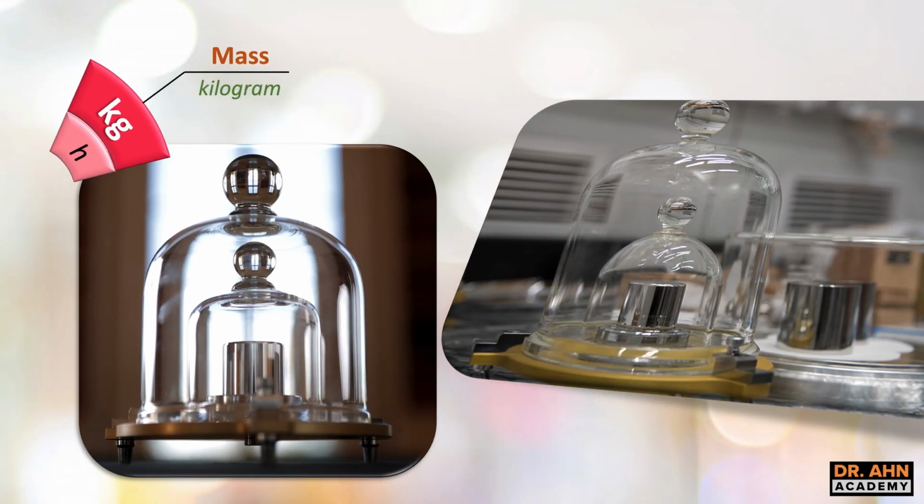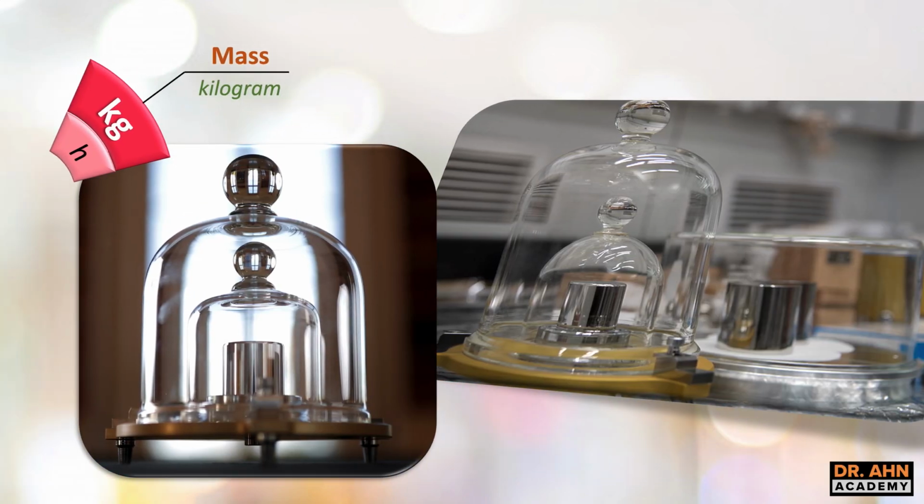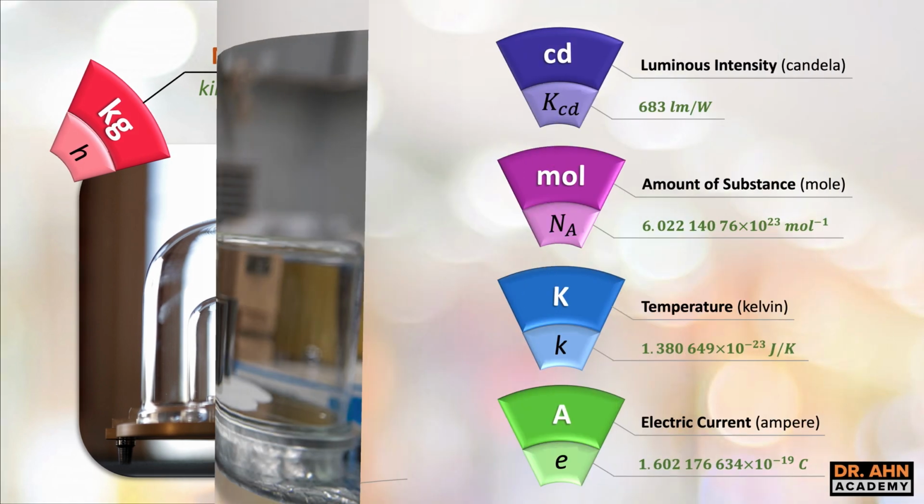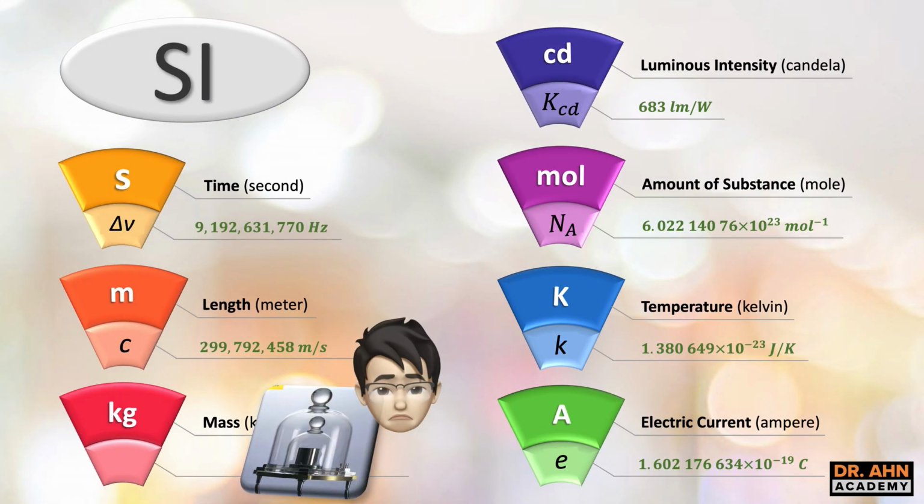Now let's move on to the mass. These are the small cylinders of platinum iridium alloy that all of us have been relying on for the definition of 1 kilogram. Among all the SI units, the definition of kilogram was the only unit that depended on physical objects or physical artifacts. All other units had their definitions based on atomic levels with the help of quantum mechanics.